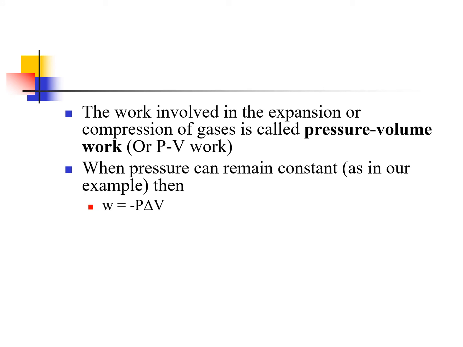The negative sign is there to ensure consistency among our signs. So again, when the system does work, volume increases. Volume goes up, pressure has to be positive, and that means work is negative. That means the system is doing work. So that, again, is just maintaining the consistency that we saw before.